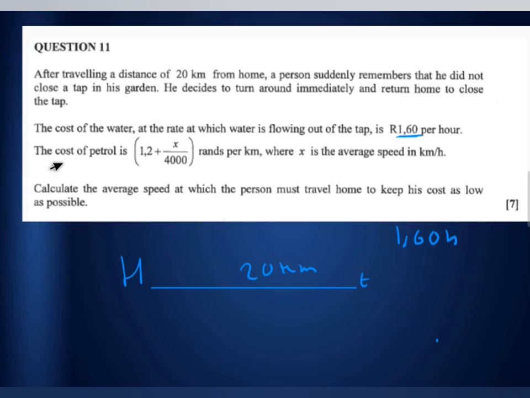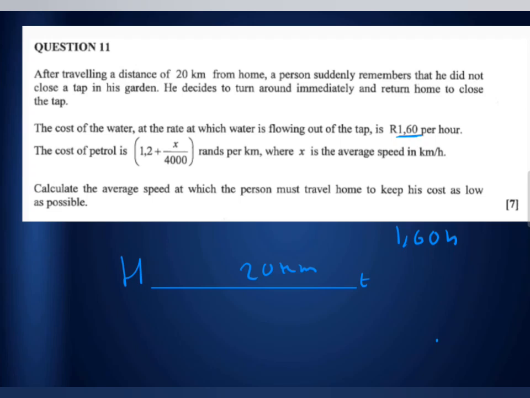So they gave us the cost at which water is flowing out of the tap. Now they gave us the cost of petrol as well. They said the cost of petrol is 1.2 plus x over 4,000 rands per kilometer, where x is the average speed in kilometers per hour. So here we've got the cost of petrol, and x represents the speed. Now they said calculate the average speed at which the person must travel home to keep his cost as low as possible. So they want us to minimize the cost.